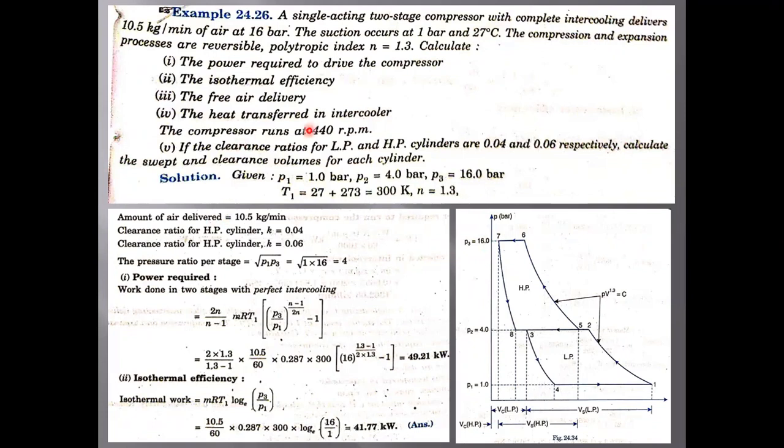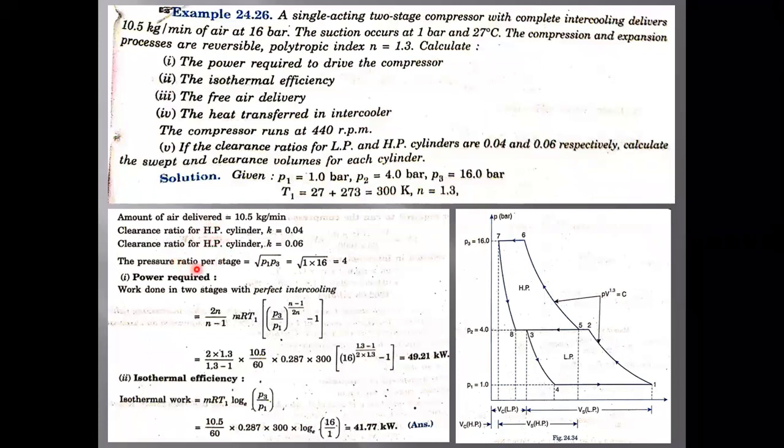So 1 bar and T1 is 27 plus 273, that is 300 Kelvin. The compression n value is given as 1.3, and the speed is given as 440 rpm. The K value for the low pressure cylinder is 0.04, and the K value for the high pressure cylinder is 0.06. Okay, better note them also. So this is the given clearance ratio. Everything is written here also.